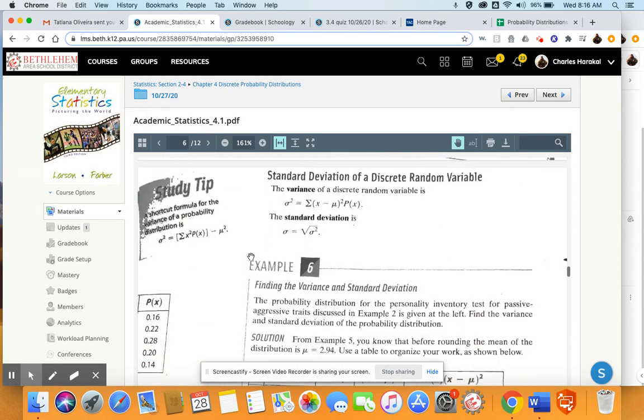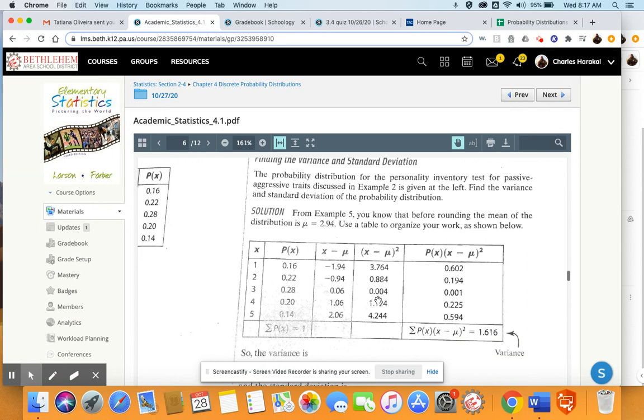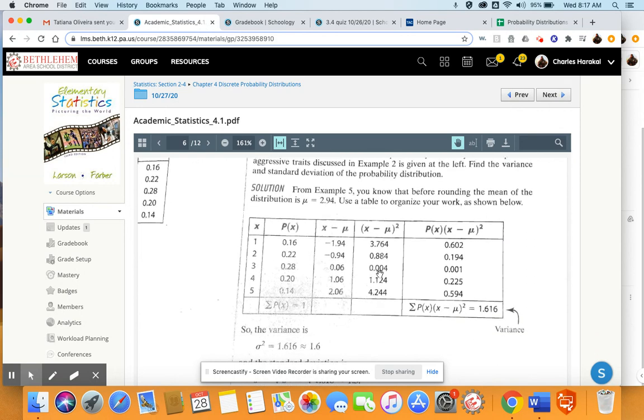Found the mean of our probability distribution. Now we have to find the variance and the standard deviation. Again, use these formulas as step-by-step processes. First, we have to do subtraction, x minus the mean. Then we have to square that value. Then we have to multiply that value by the probability, and that will give us our variance after we find the sum. Our next step to find standard deviation is to take the square root. So I'm going to assume that if you have this example given to you here, you would have the ability to follow these steps and repeat them.